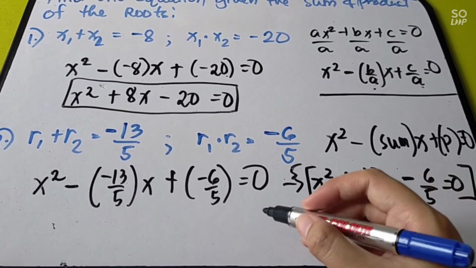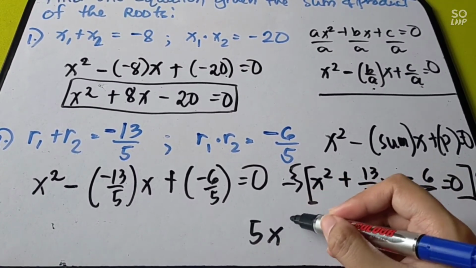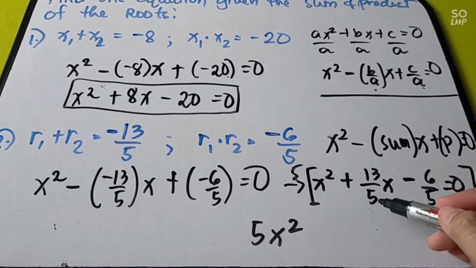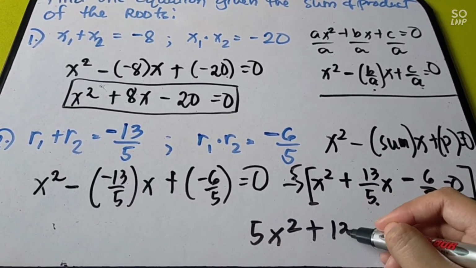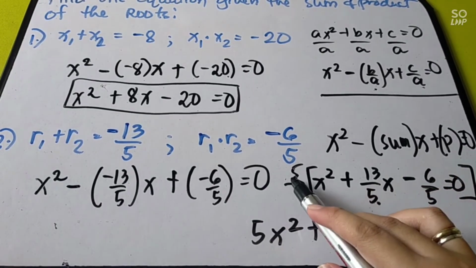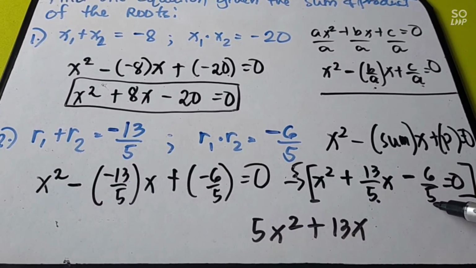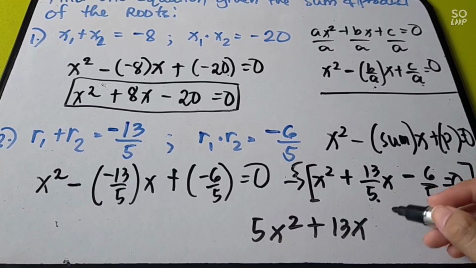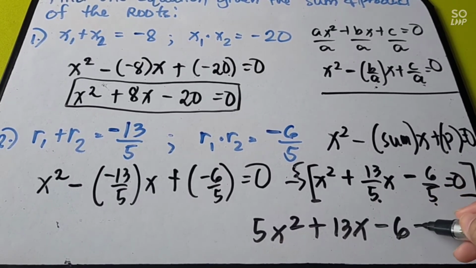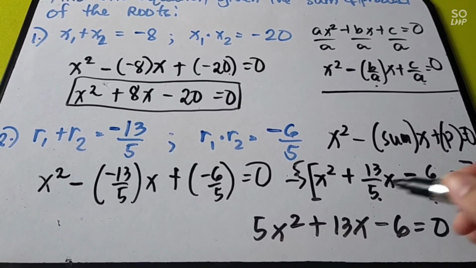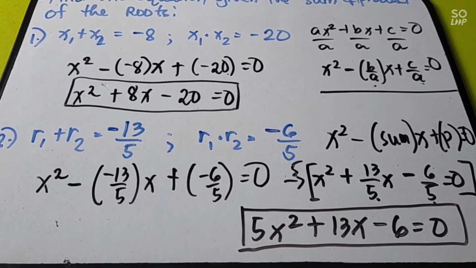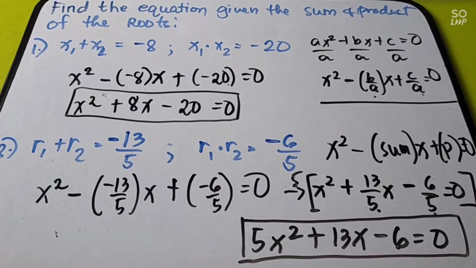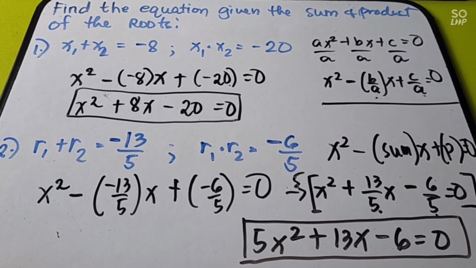So 5 times x squared, we have here 5x squared. 5 divided by 5, we have 1 times 13, so plus 13x. Next, 5 divided by 5, we have here 1 times 6, that is negative 6, equals 0 times 5, 0. So, this is now your quadratic equation. We're done. Alright? So, 2 more examples pa.